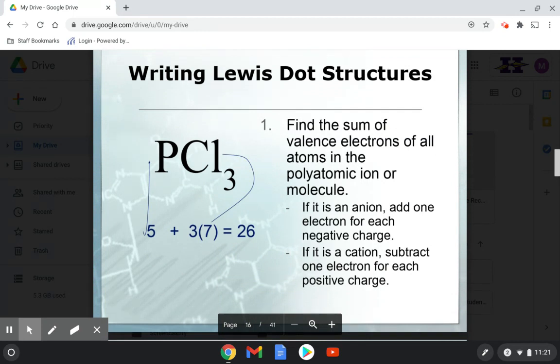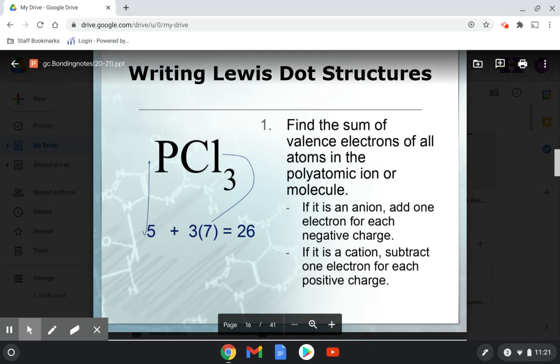When writing the Lewis dot structures for different molecules, we have to find the sum of valence electrons of all atoms in the polyatomic ion or molecule. If it is an anion, you're going to add one electron for each negative charge. If it is a cation, subtract one electron for each positive charge.